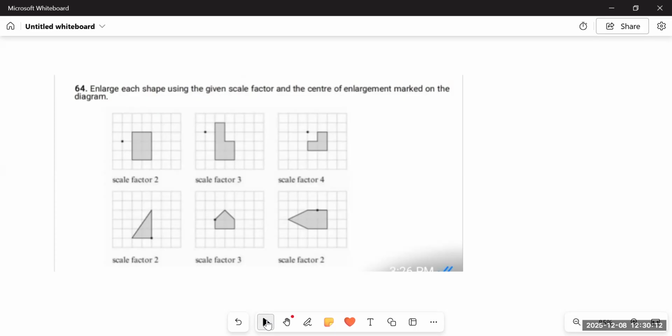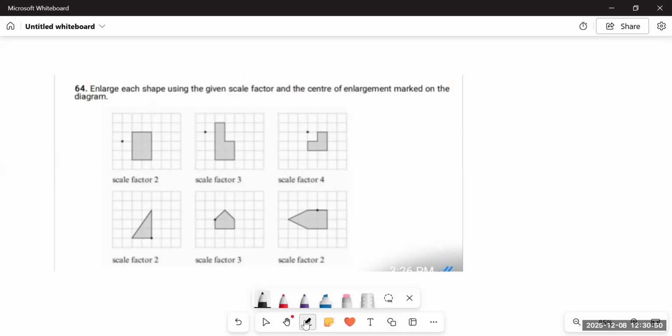So the image for this one would be 1, 2, 3, 4. Okay. And here we will go 1, 2, 3, 4, 5, 6. So this is the enlarged shape. Here in the second part, we have scale factor 3. And no, wait. The centers are already given, marked on the diagram.